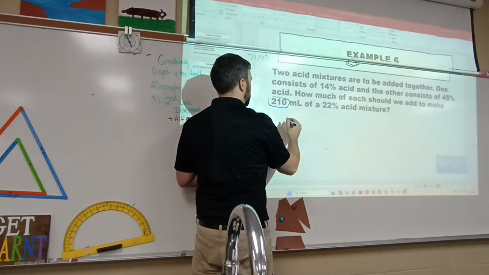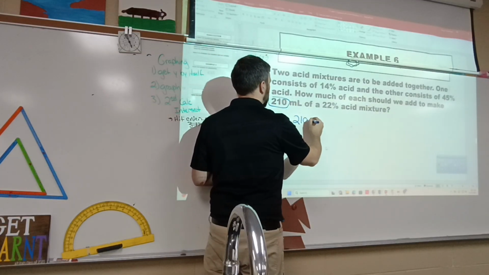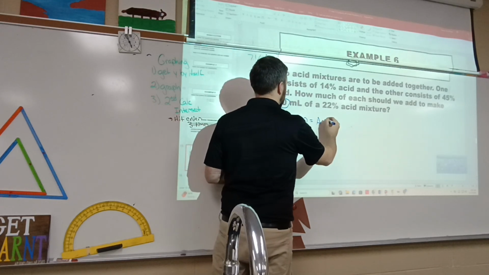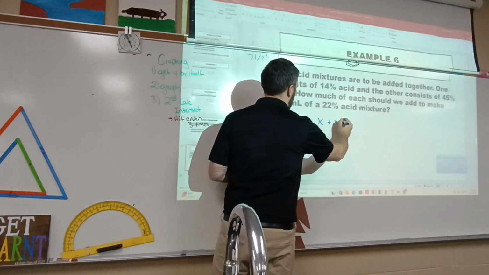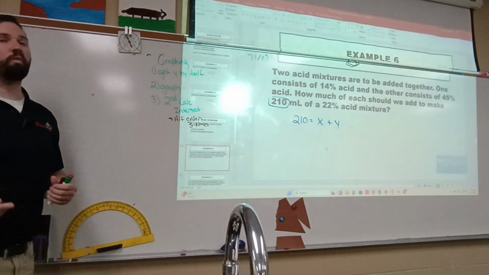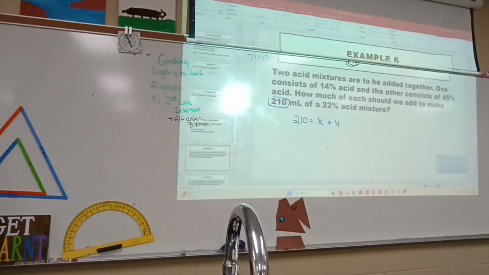210. So 210 is equal to mixture A. Well, actually, let's do X and Y now, right? X plus Y is 210. When I combine my two fluids, I need a total of 210 milliliters.